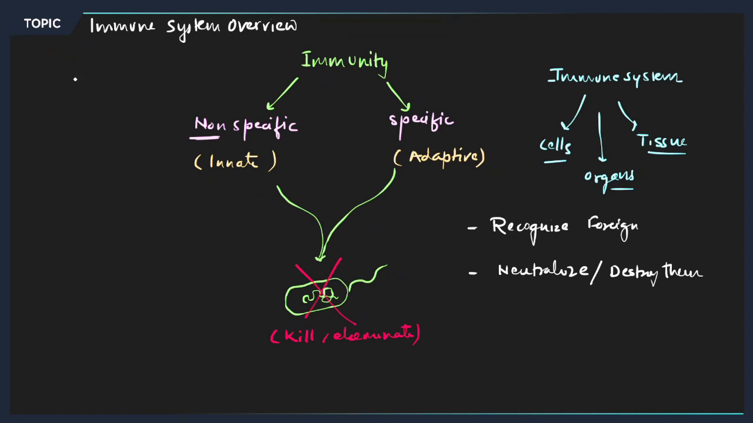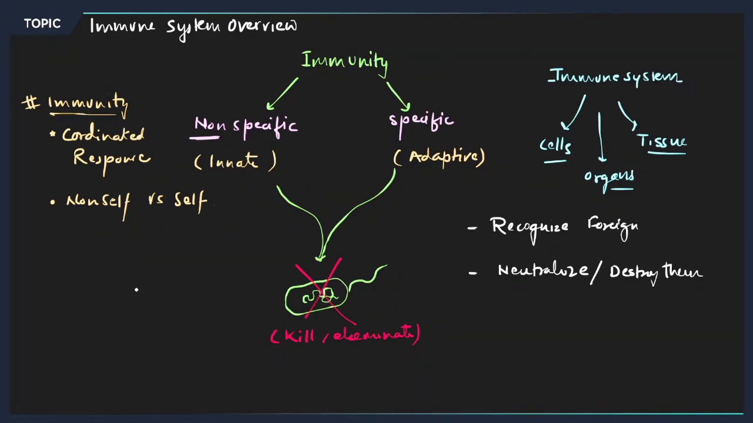If I now talk about the simple definition of immunity, let me write it down. Immunity is a specific response. It is not just a sole response, it's a response within the cellular component. So we call it a coordinated response, which can differentiate between self and non-self. This is a very, very important criterion of immunity. It can differentiate what is our own and what is not ourself, and that's a really important component.